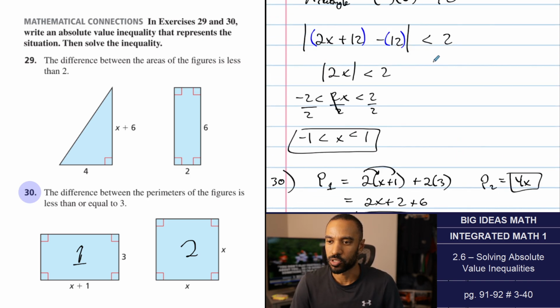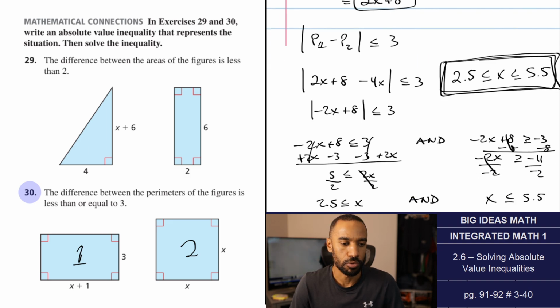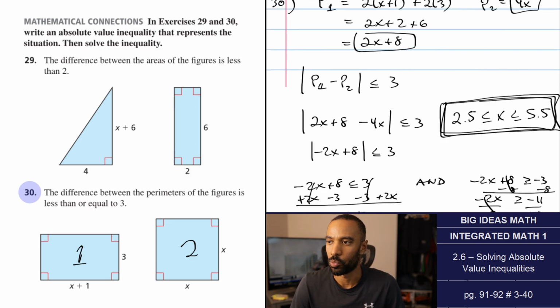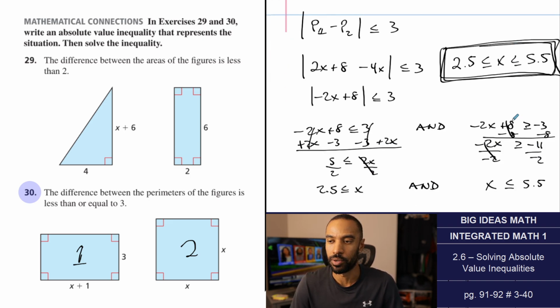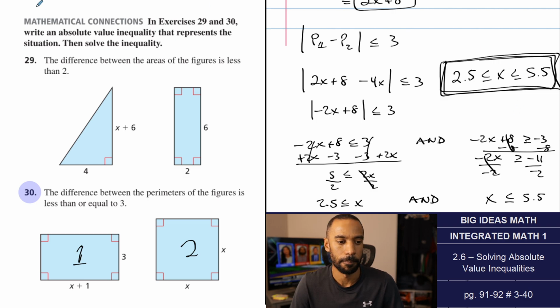We can try some numbers, like plug in 3. If I substitute 3 into here, this perimeter, hold on, we have an expression for it. First perimeter would be 6 plus 8 is 14. This perimeter would be 12. That's within 3 units because those are 2 units of each other.